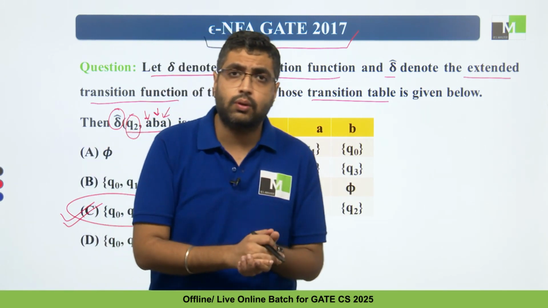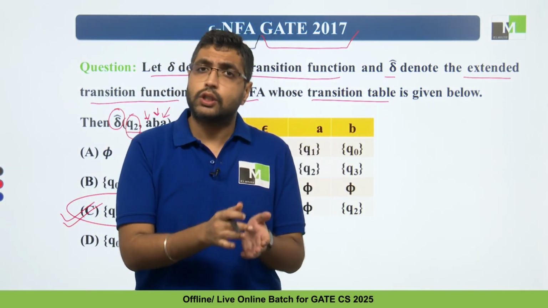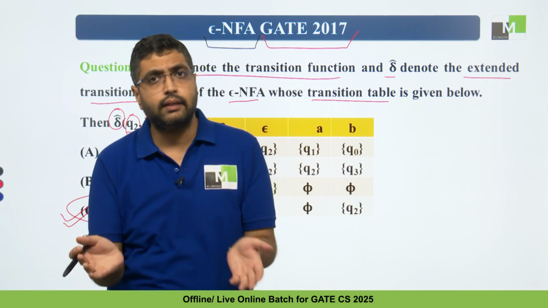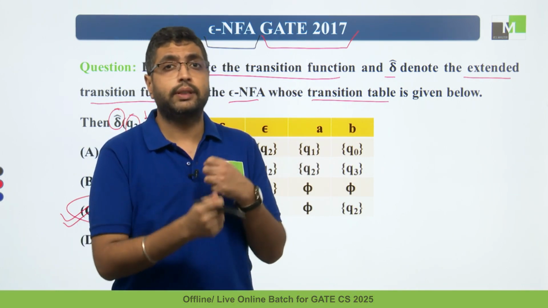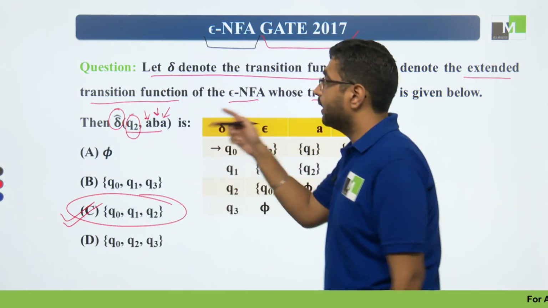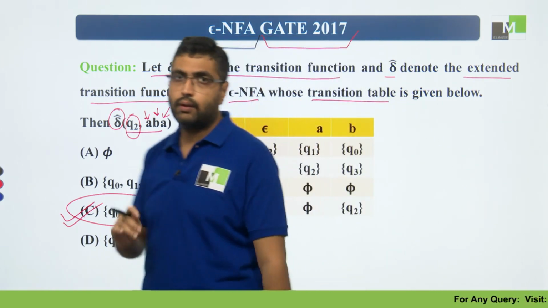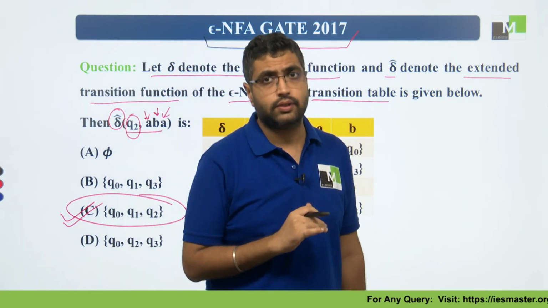We first take the epsilon closure, then we apply the transition function of epsilon NFA, then again we take the epsilon closure. We have to do it 3 times. Why? Because the length of the string here is 3. All right. So this is how we can solve such type of questions.